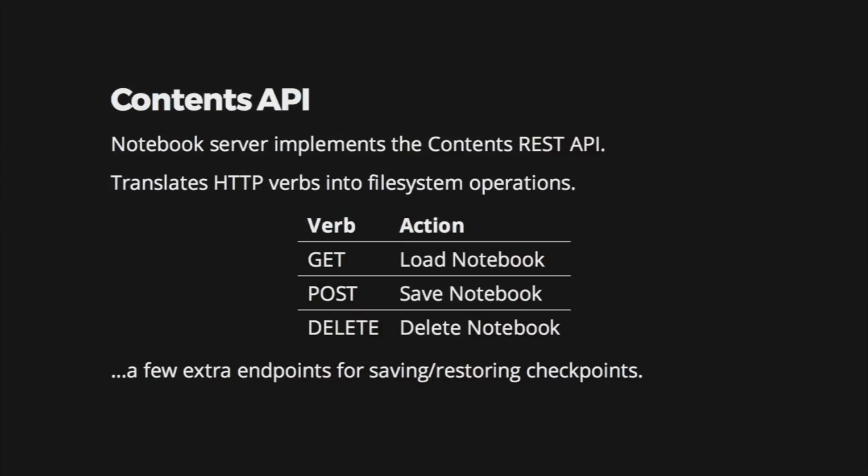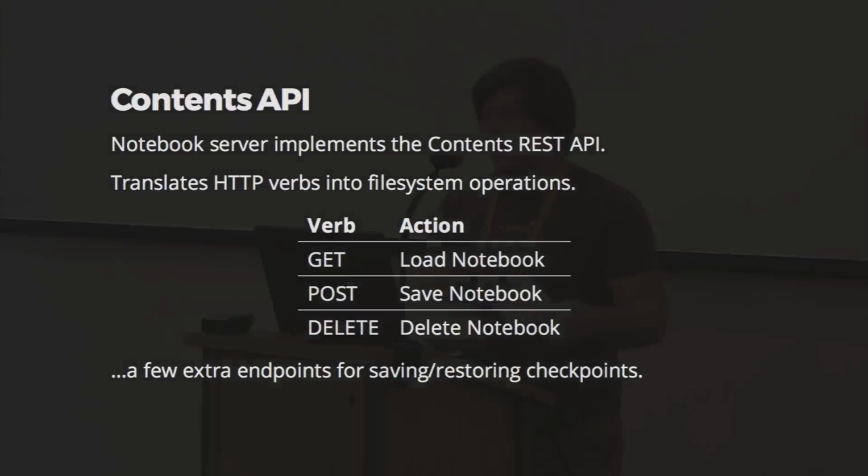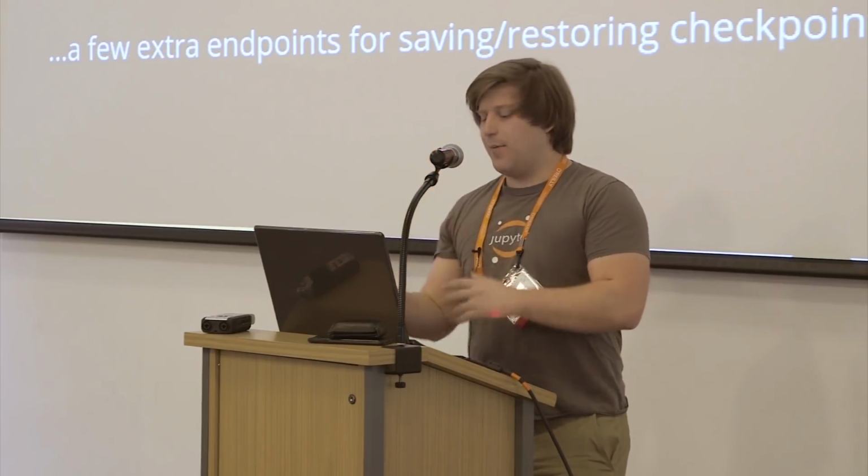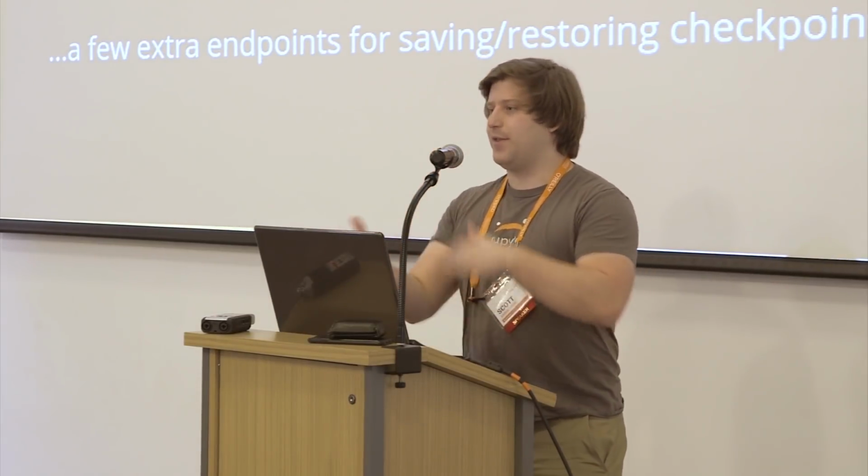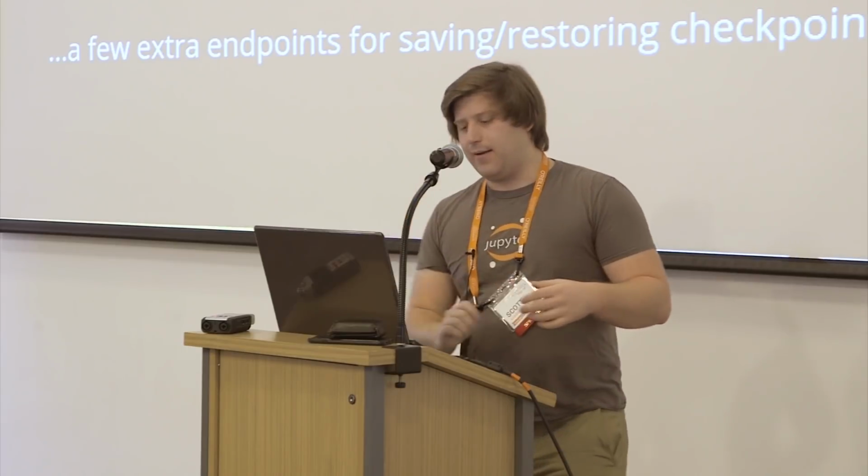That file system manipulation is abstracted behind an HTTP API called the Contents API. And essentially the way that the Contents API works is that it takes all of our abstract file system operations like reading a notebook and loading a notebook and saving a notebook and deleting a notebook and translates them into HTTP verbs. So for example, if I want to load a notebook, I'll make a GET request to a given URL. If I want to save a notebook, I'll make a POST request. If I want to delete a notebook, I'll make a delete request. And there's a couple extra endpoints for doing things like saving and restoring checkpoints, but the core idea is basically we're mapping HTTP verbs to file system operations.